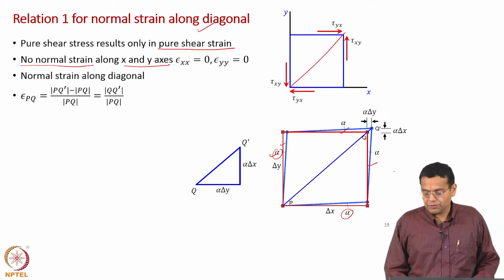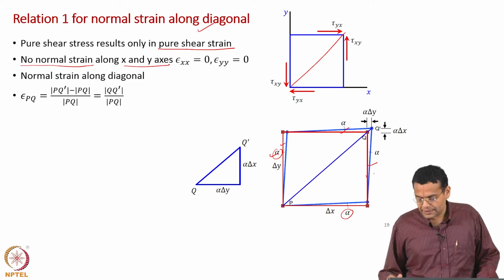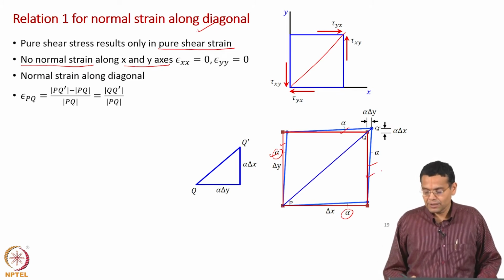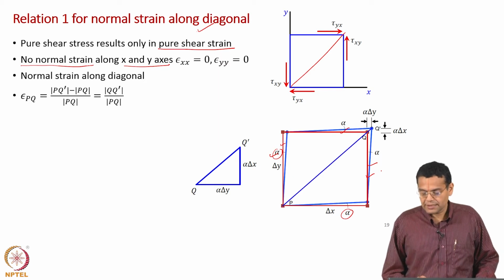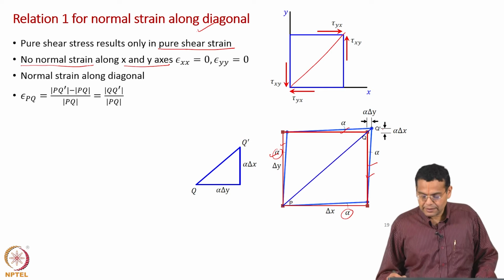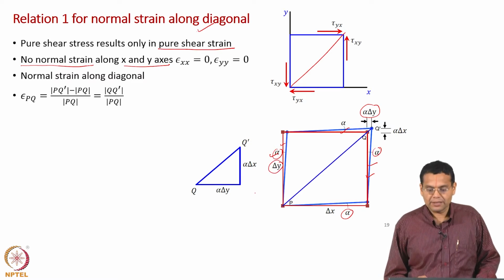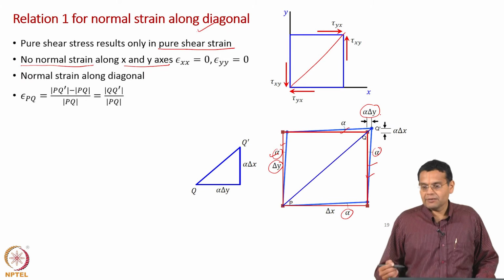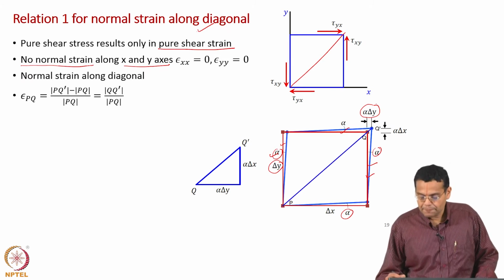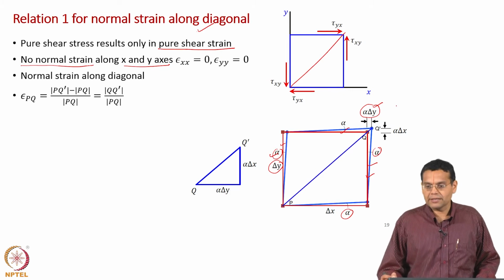Now, how to find the length of QQ dash? For that, let us consider this triangle as we have discussed earlier also. When alpha is very small, it can be approximated to a triangle. When you consider that triangle and take tan alpha as approximately equal to alpha, then this angle is alpha and this length is delta y. So, this side becomes alpha into delta y.